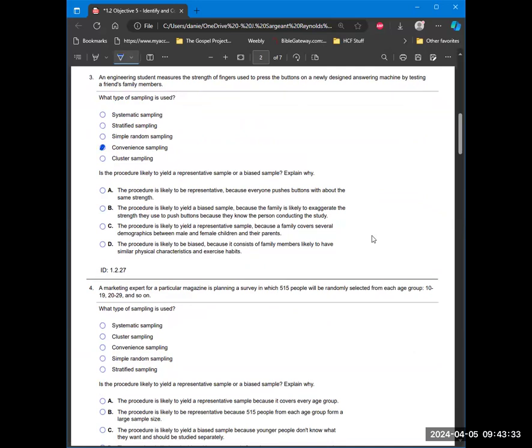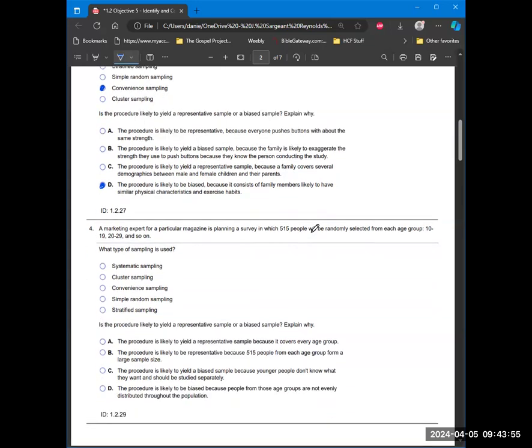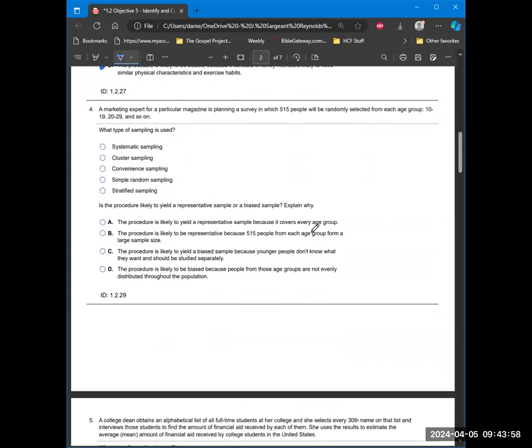And is the procedure likely to yield a representative sample or biased sample? Explain why. The procedure is likely to be biased because it consists of family members likely to have similar physical characteristics and exercise habits. So that's D. Also, we have a very small sample size there from that convenience sample as well, which may not be representative of the general population.